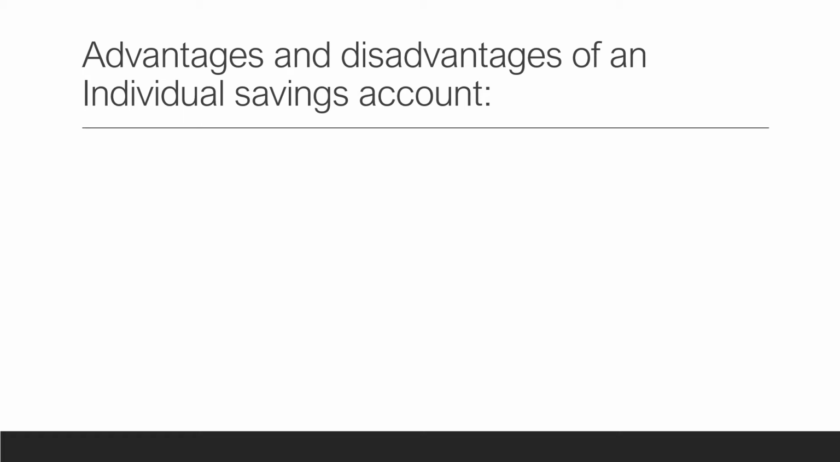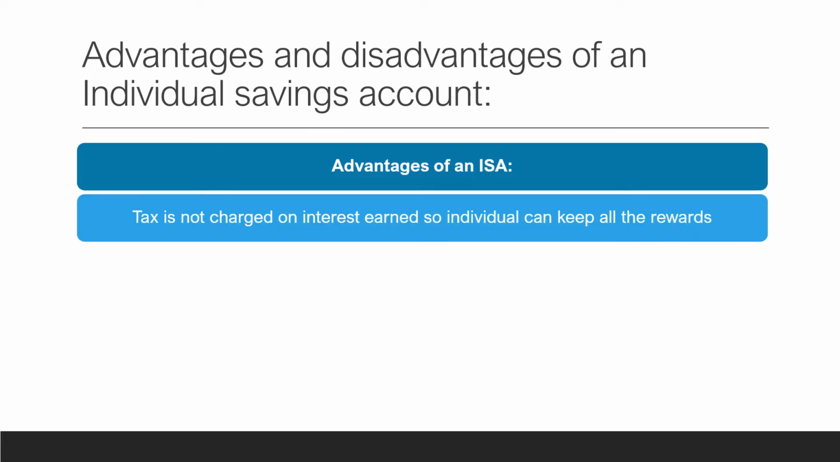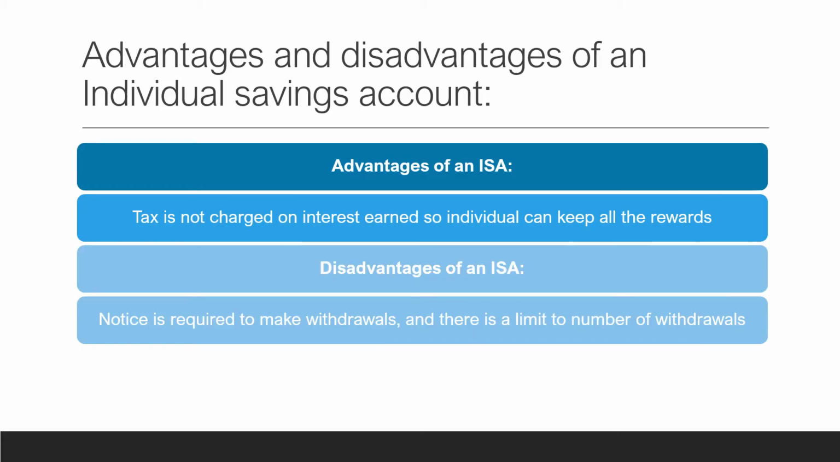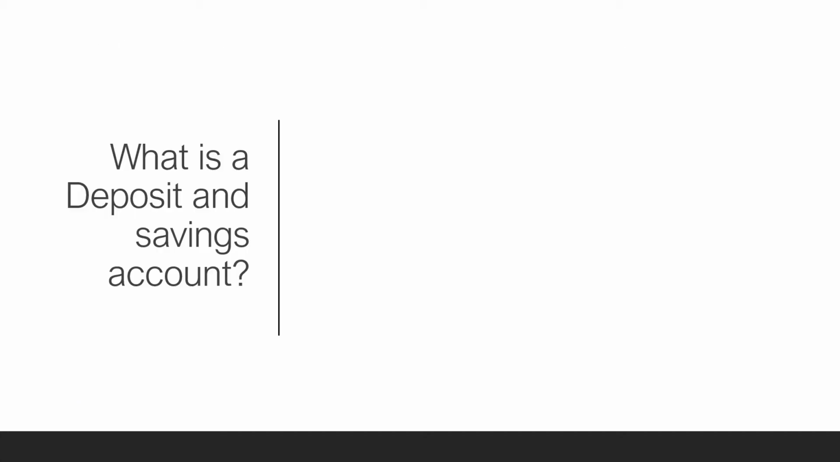What are the advantages and disadvantages of an individual savings account? The advantage of an ISA is that tax is not charged on interest earned, so the individual can keep all the rewards. However, the disadvantage of an ISA is that you have to give notice before you make withdrawals, and there's a limit on the amount of withdrawals that you make. And there is a limit on the amount of money that you can put into an individual savings account.